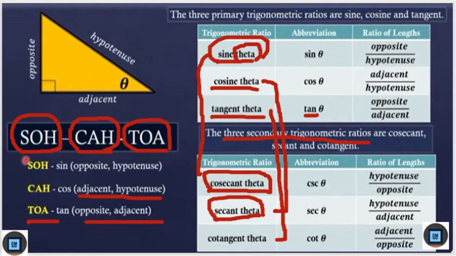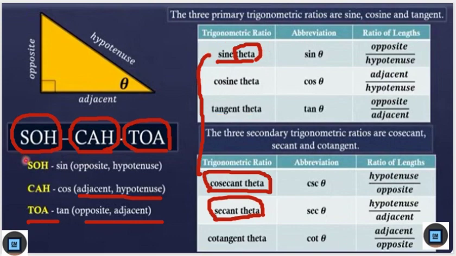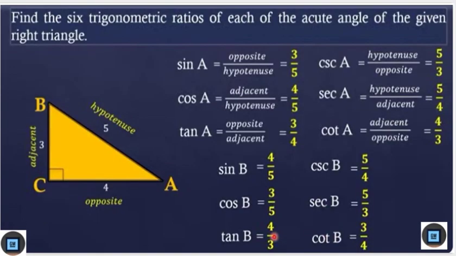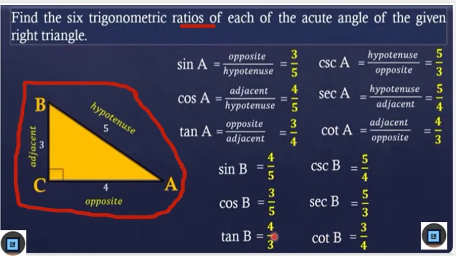I-erase muna natin. Okay, the next slide. So, I will give you more example mamaya. At the same time, meron tayong short quiz with regards to these values. No? Okay, next. So, dito na tayo ngayon sa, halimbawa, the question is, you're going to find the 6 trigonometric ratios of each of the acute angle of the given right triangle. Halimbawa, ito yung given natin. Yan. Given triangle natin. So, we're going to find the 6 trigonometric ratios.